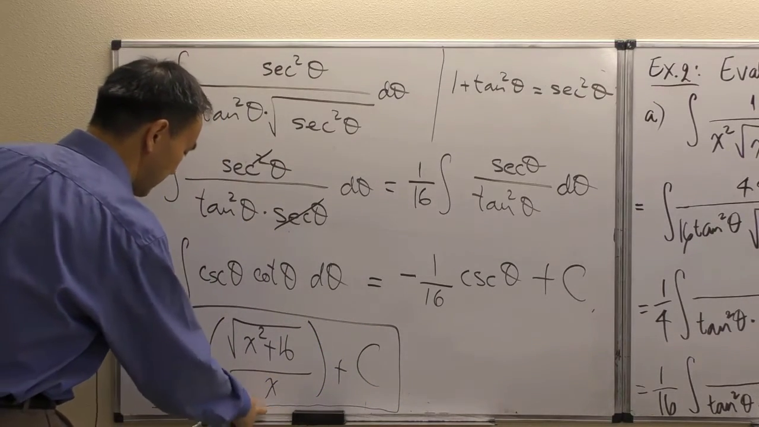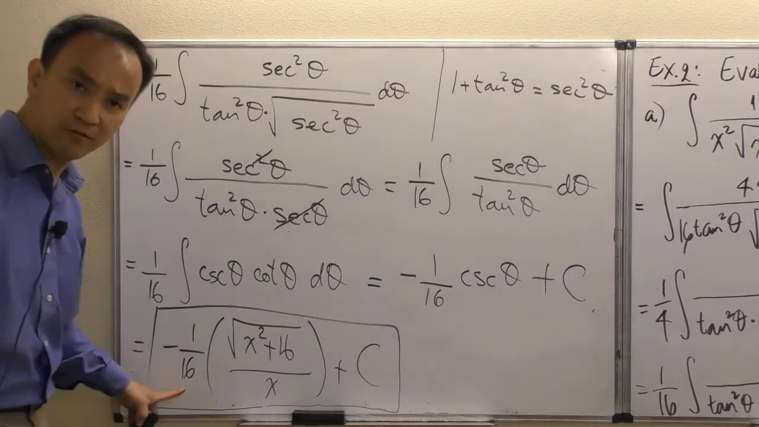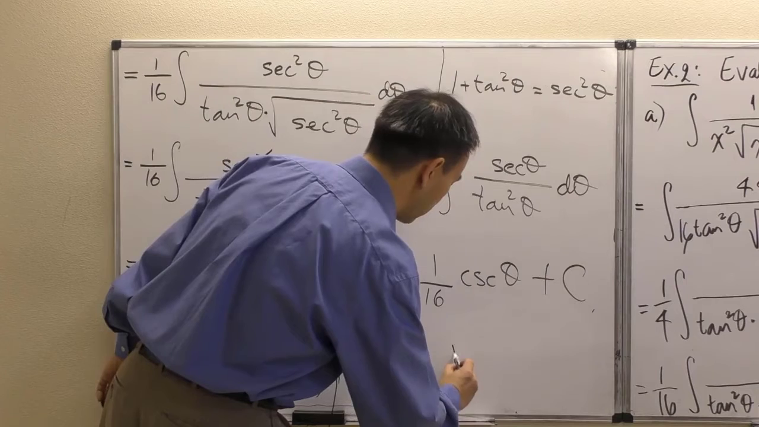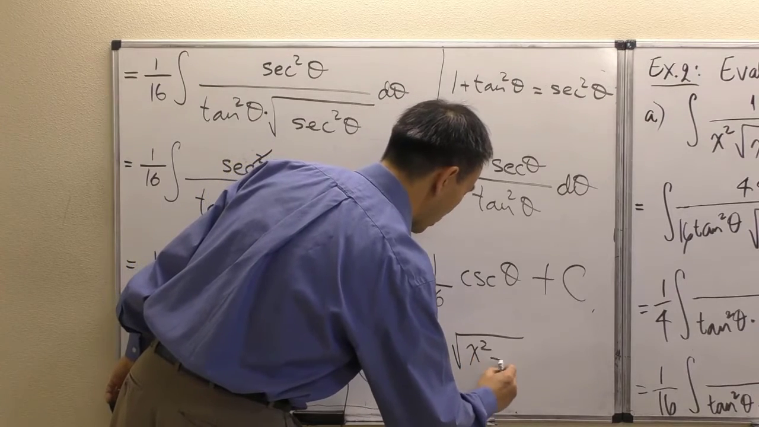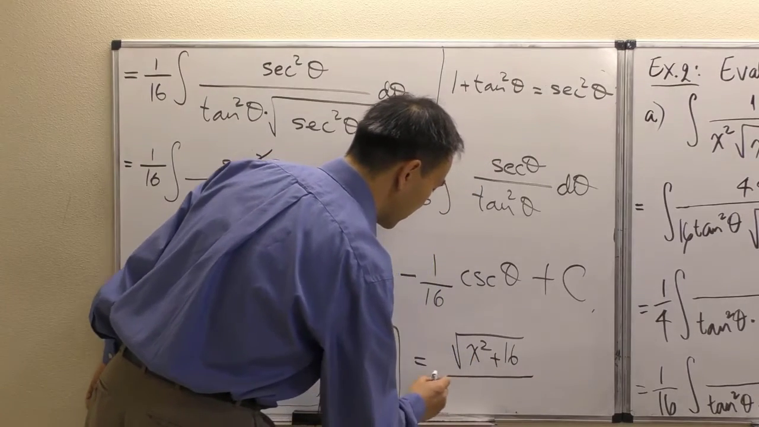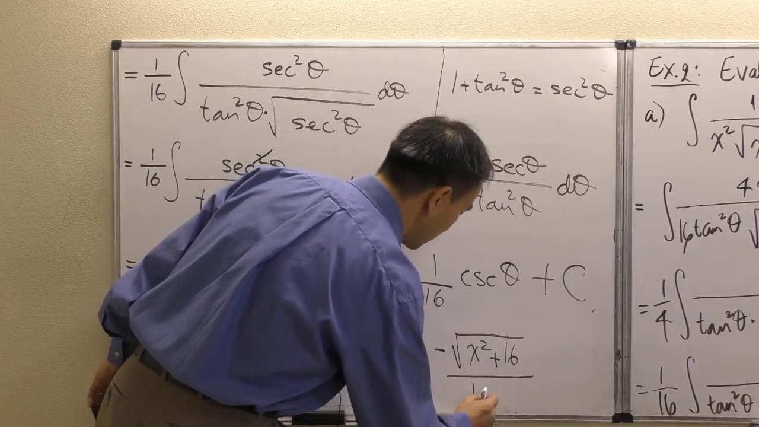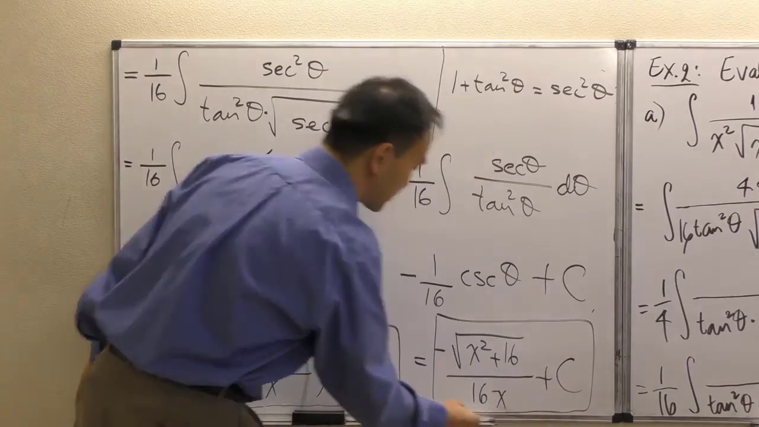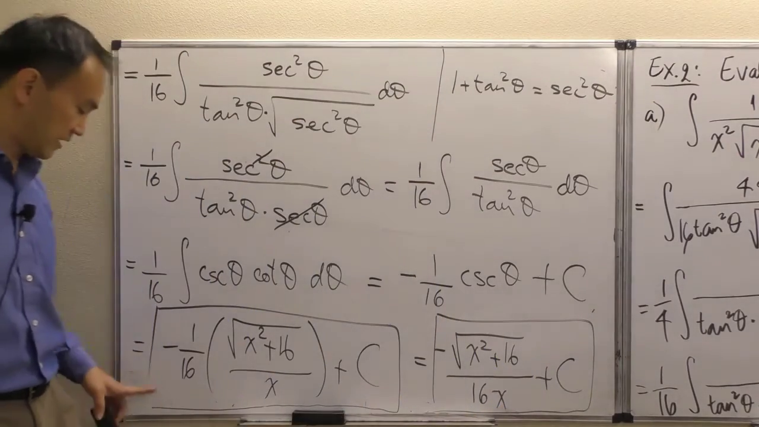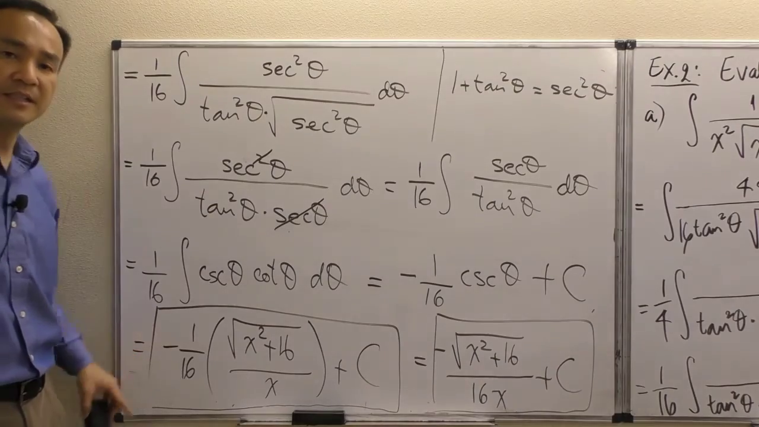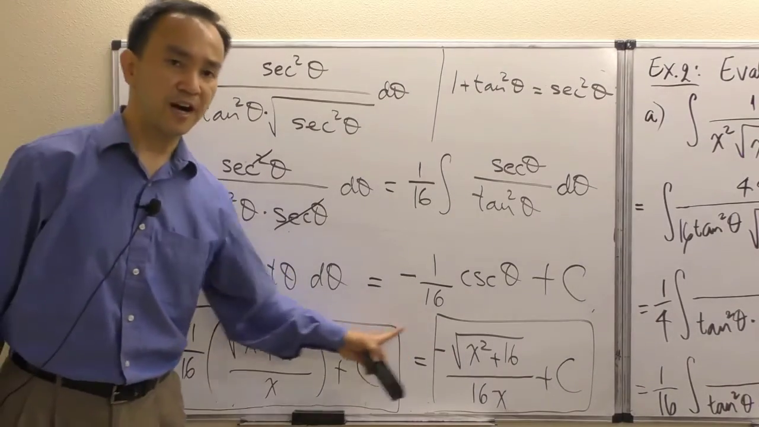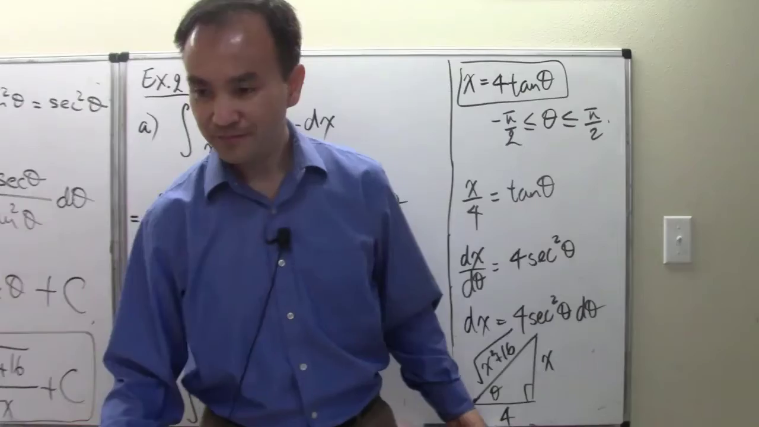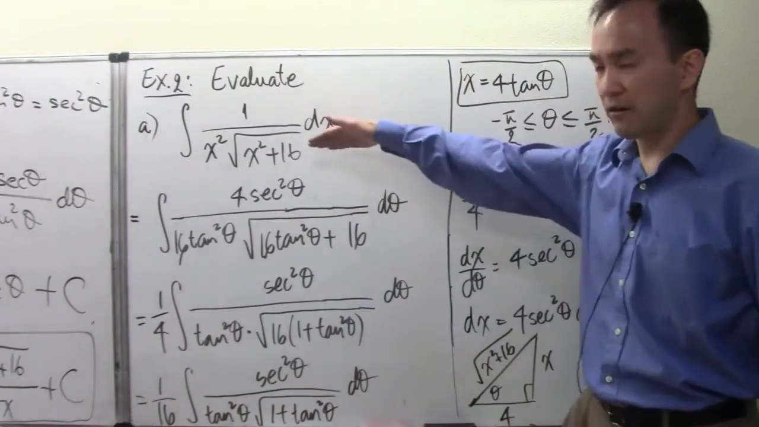And I believe pretty much any instructor is going to be okay with this final form. But you can also optionally rewrite this as minus the square root of x squared plus 16 over 16x squared, in case your professor prefers putting it all in one fraction instead of separating out this coefficient. But that is our final answer. And that's how we're done with the first problem in our example 2.